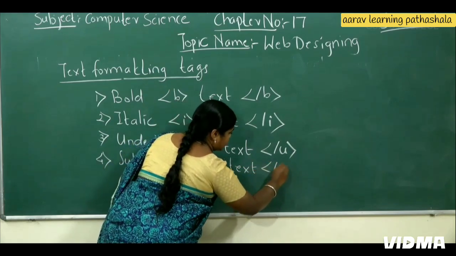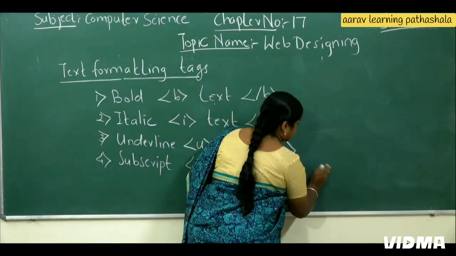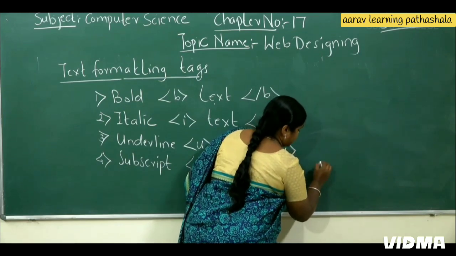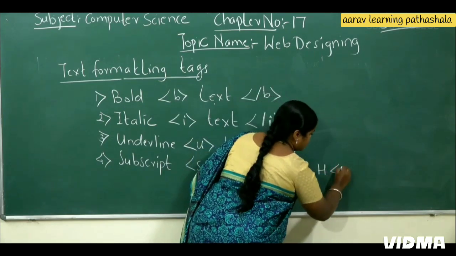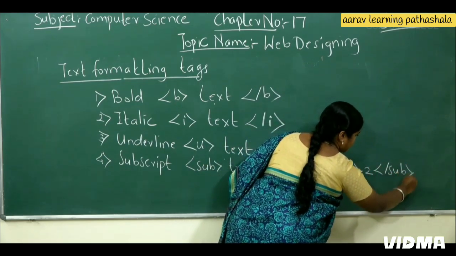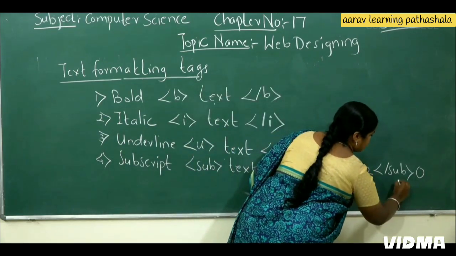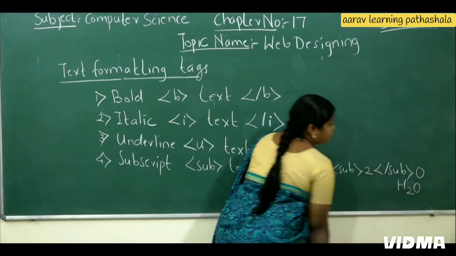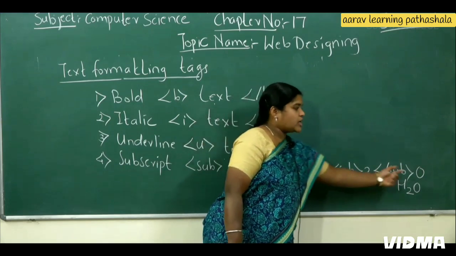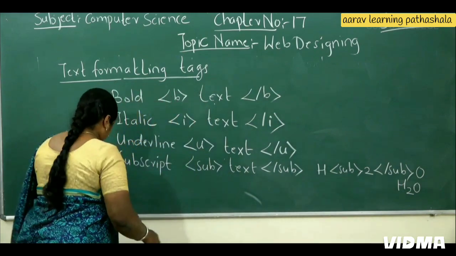Let's see one example for subscript, how subscript actually works. Let's take the example of the chemical formula of water, that is H2O. If I write H, then <sub>, then 2, then </sub>, then O, what will be the output of this tag? The output you are going to get is H2O. So the 2 will be subscripted as compared to H and O. H and O are displayed at a normal level as compared to 2. So this is how the subscript tag works.